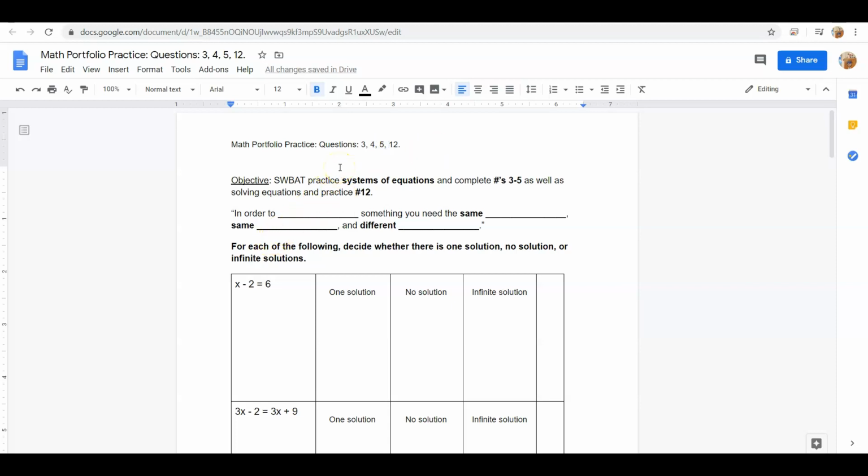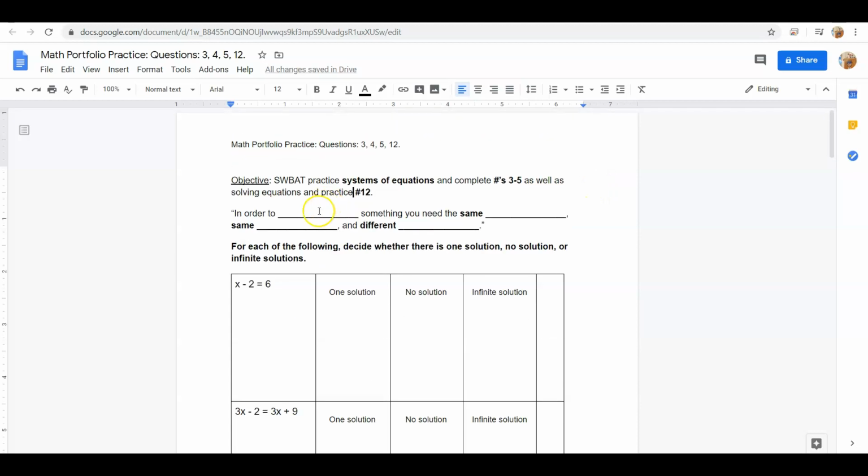So we'll start out by reading the objective. The objective reads, students will be able to practice systems of equations, notice how that's bold, and complete numbers 3 to 5, as well as solving equations and practicing number 12.